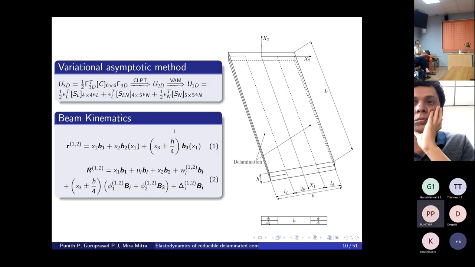Initially we did it for a strip, where a strip with a symmetric delamination on both sides was considered. Initially we have a three-dimensional functional, which is the multiplication of the 6x6 strain matrix and the stiffness matrix. Using the CLPT, we can reduce the three-dimensional energy functional to an equivalent two-dimensional energy functional. Further, by using VAM, we have reduced it to one-dimensional, where the one-dimensional strain energy can be represented in terms of linear strains, which consist of axial strain and the curvatures, and the non-linear strains, which consist of higher powers of the linear strain terms.